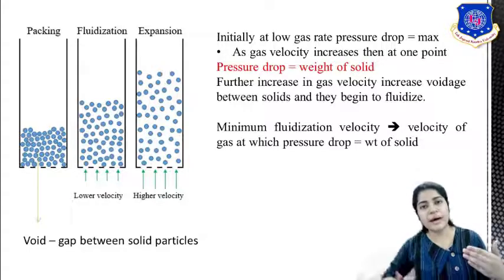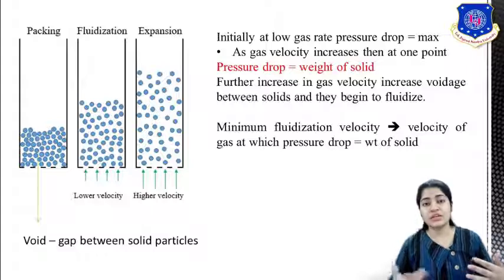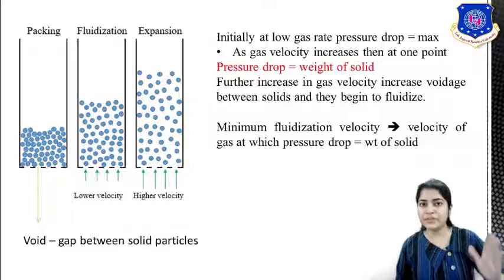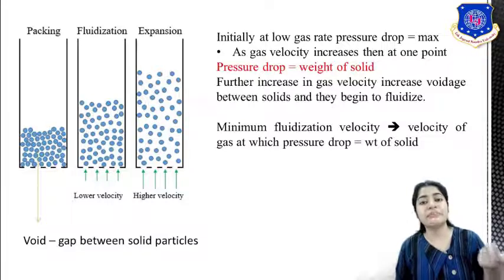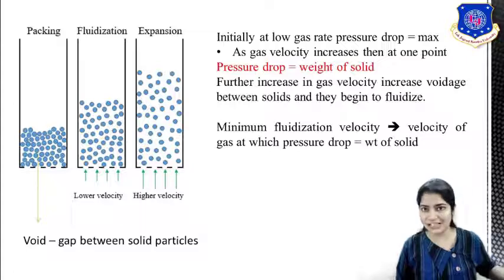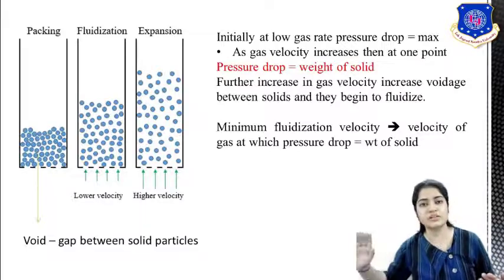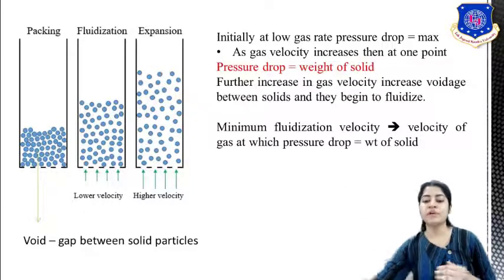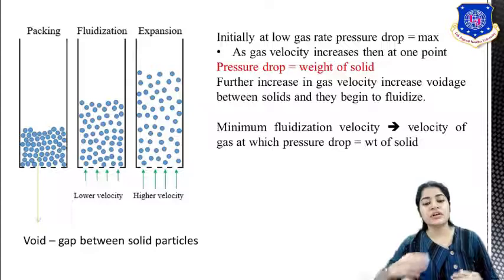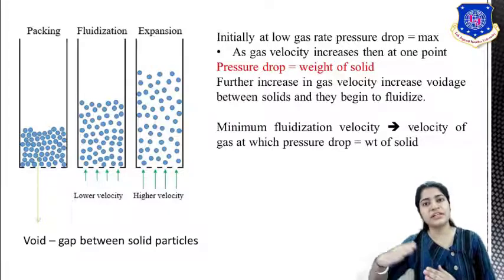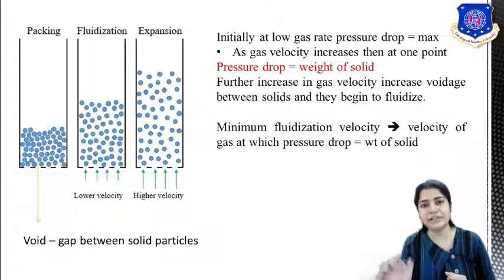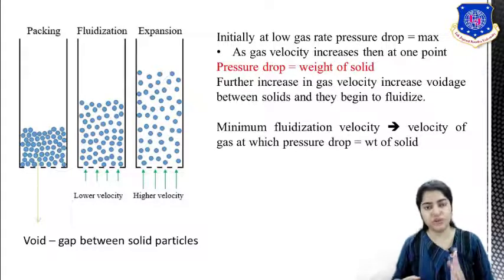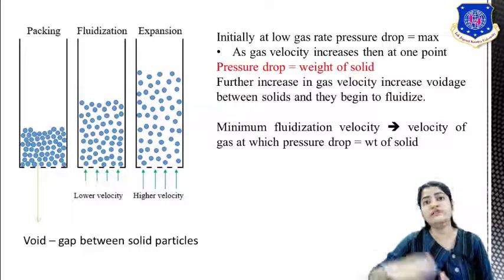Now fluidization, what is happening? From below you are passing your gas. In adsorption, the solute gas is passed. As gas is passed from below, a pressure drop will occur, because the gas is exerting some pressure from below and on the top there is no pressure. So a pressure drop is there because the gas has to move from bottom to top, right? So the pressure drop is maximum. Now continuously increasing the velocity, at one point the pressure drop becomes equal to the weight of the solid. That is the threshold point. That is the onset of fluidization.